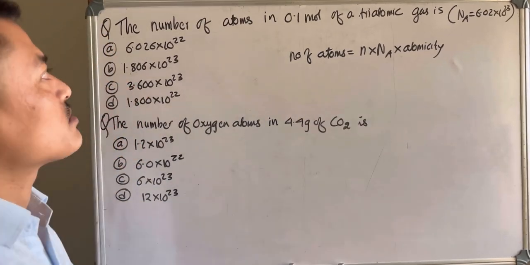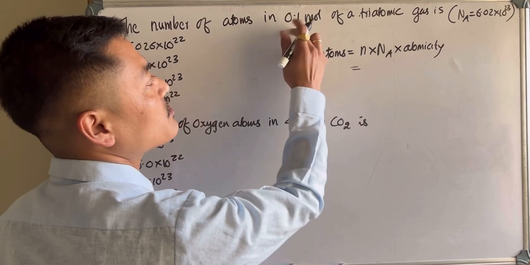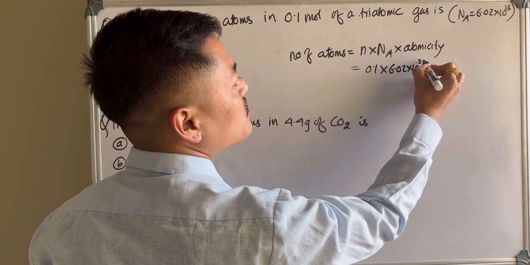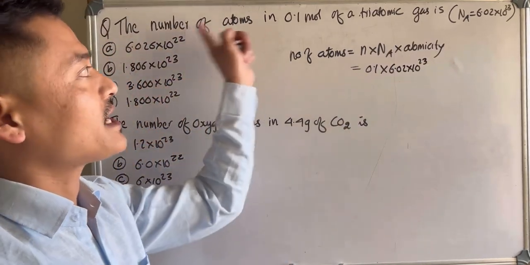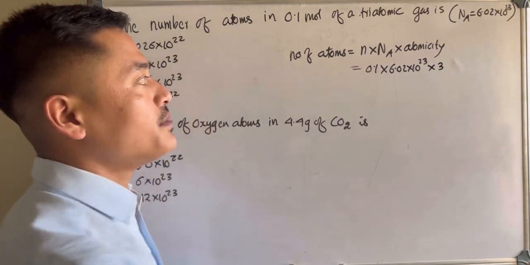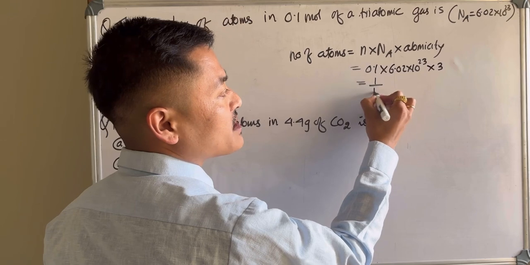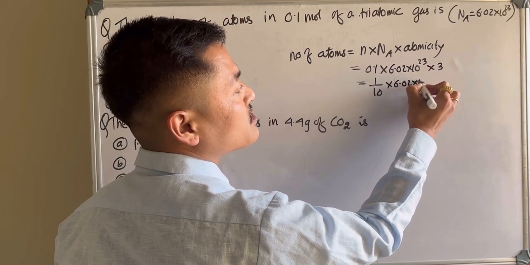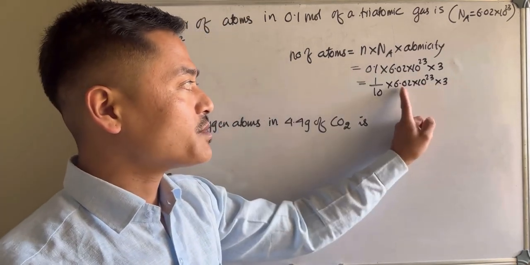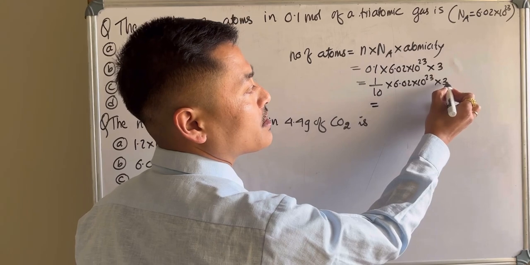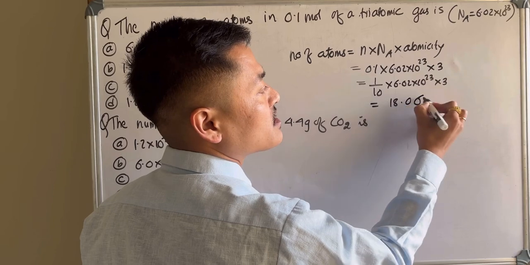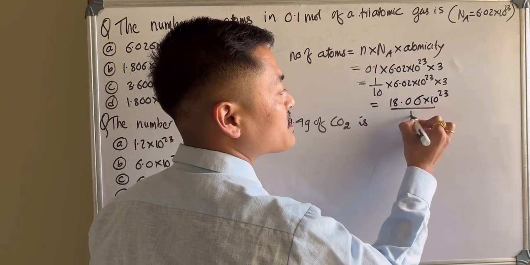Now, what about the number of moles? The number of moles is given over here, that is 0.1, and Na is 6.02 into 10 to the power 23, and because the gas is triatomic, the atomicity is 3. Now you can solve this one. 0.1 means 1 by 10, into 6.02 into 10 to the power 23 into 3. Now multiply 6.02 with 3, so the number will be 18.06 into 10 to the power 23 divided by 10.